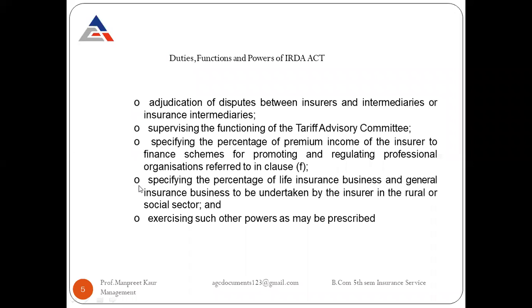The next point specifies the percentage of life insurance business and general insurance business to be undertaken by the insurer in the rural or social sector, where there is a requirement for insurance policies, and the percentage of people who live in the rural or social sector. With the help of the IRDA Act, the proper percentage of life insurance business and general insurance facilities are also provided in certain areas, that is, rural or social sectors too. It also exercises such other powers as may be prescribed.